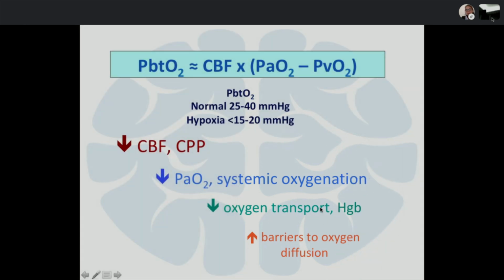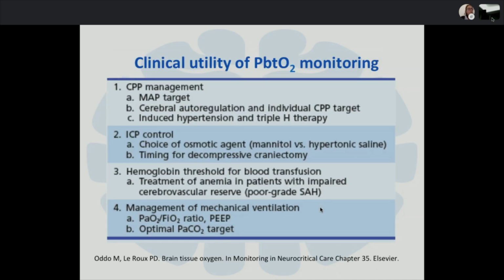So when there is damage to the blood-brain barrier, the oxygen is delivered by the arterial component, but it's not diffused to the cerebral brain parenchyma. So, what is the clinical utility of PbO2 monitoring? First of all, the CPP management.